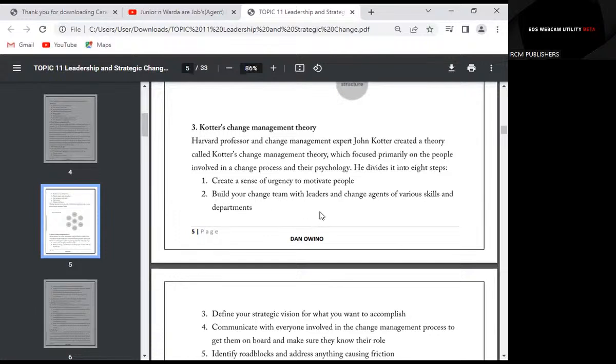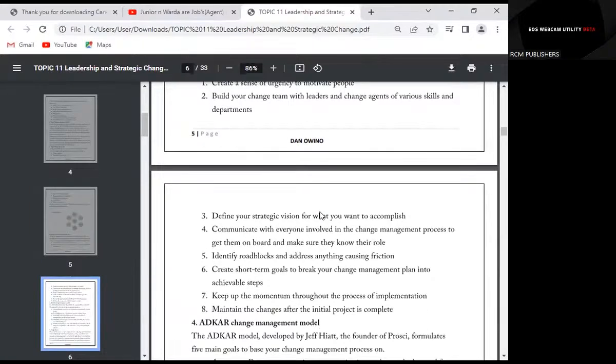So you have to consider the various stakeholders who will be affected by the change process and have them brought on board. They have to participate in the process of understanding the change management process. Number 3, define your strategic vision for what you want to accomplish. So you must come up with a vision, then you do a proper definition of that vision.